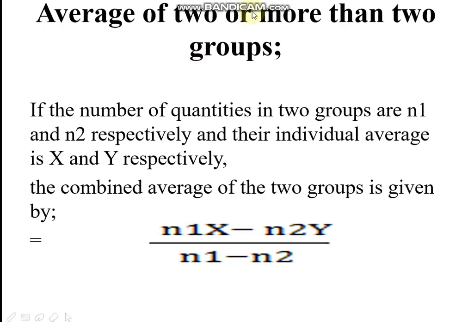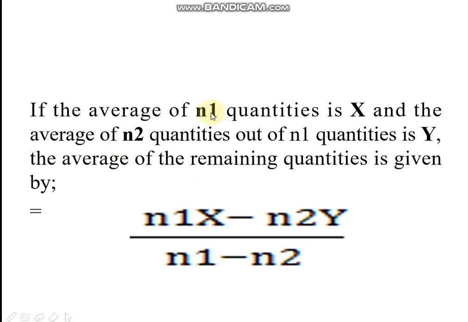Okay. So the average of two or more than two groups means if the number of quantities in two groups are n1 and n2 respectively and their individual averages are x and y respectively, the combined average of the two groups is (n1x + n2y) divided by (n1 + n2). If the average of n1 quantities is x and the average of n2 quantities out of n1 quantities is y, the average of the remaining quantities is given by (n1x - n2y) divided by (n1 - n2).